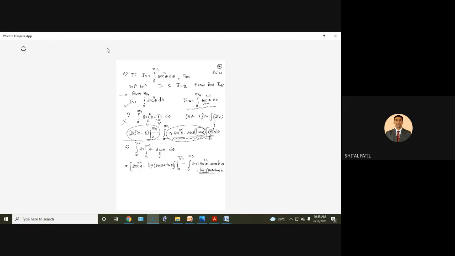Now don't say it is a trigonometric term, right? Now it is a logarithmic term. But our In as well as In minus 2, both of them contain sec theta only. They are free from the logarithmic term. But we are getting a logarithmic term here. Right? So the problem is due to this logarithmic term. So in this way also it is not possible to get the required answer. Right? So we cannot use this type of u and v also.